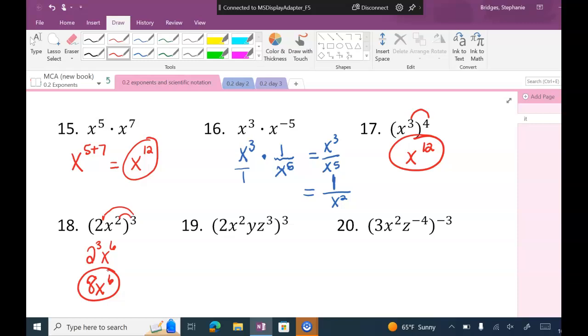Try 19. You said, same concept as 19, except it's just got a little bit more to it. Yes, this one is. Same concept as 18 on it.